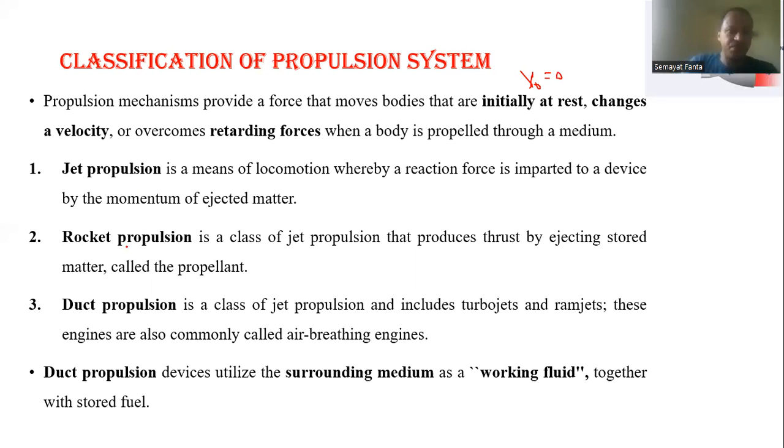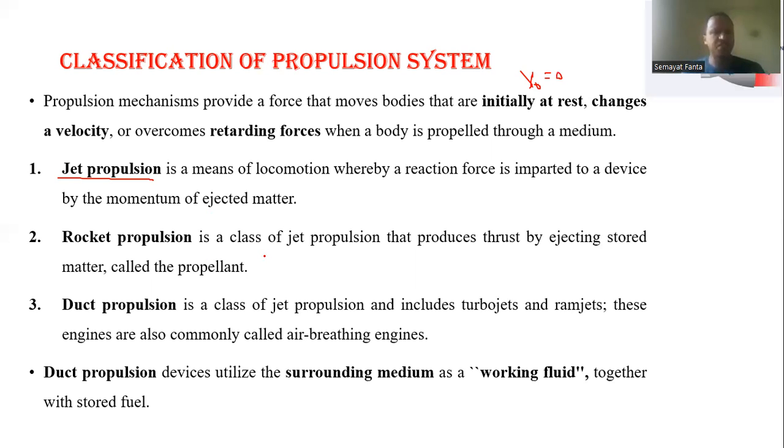Then we have jet propulsion systems, rocket propulsion systems, and duct propulsion systems. We have various types of duct propulsion systems. What are these? We'll see them one by one. What is a jet propulsion system? It is a means of locomotion whereby a reaction force is imparted to a device by the momentum of ejected matter. These ejected matters are the hot gases which come out through the nozzle. So the jet propulsion system works by imparting the momentum of the ejected gases. So there is the action and reaction principle also.